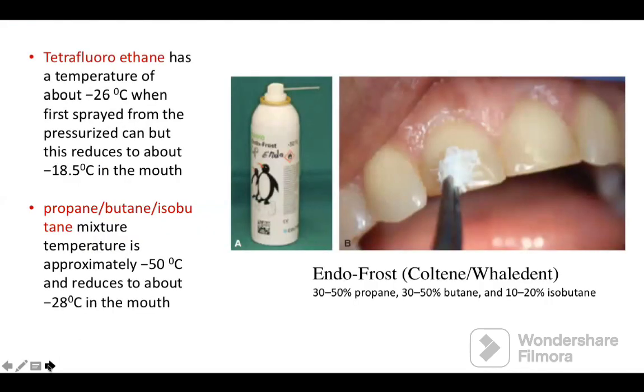The other methods of cold testing include tetrafluoroethane or the green endo ice, which has a temperature of minus 26 degrees Celsius but reduces to minus 18.5 degrees Celsius in the mouth. Then there is a commercially available product from Coltene Waldent as Endo-Frost, which is a mixture of propane, butane, and isobutane, which has a temperature of minus 50 degrees Celsius, reduces to minus 28 degrees Celsius in the mouth. These sprays can be sprayed onto a small cotton pellet, and the cotton pellet can be applied to the tooth surface to elicit a response.